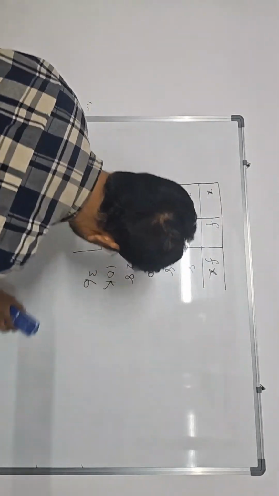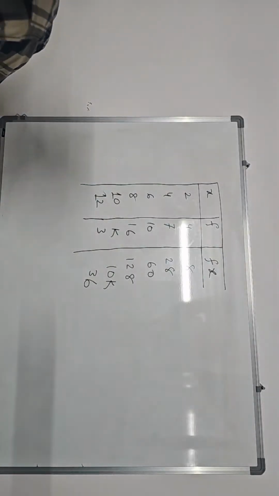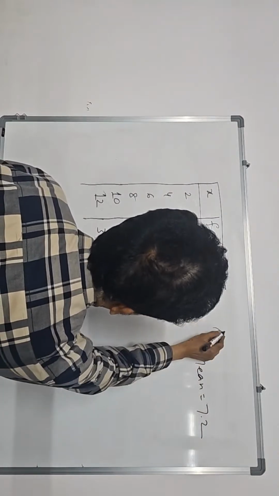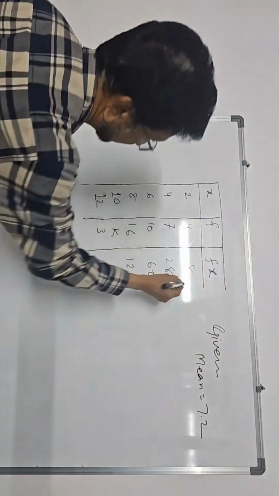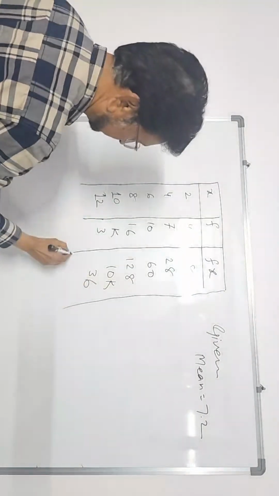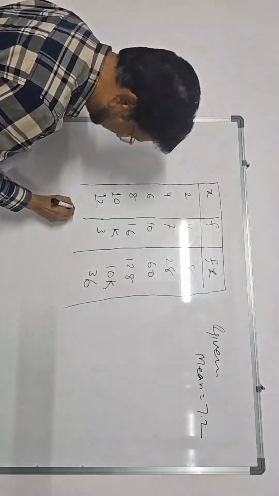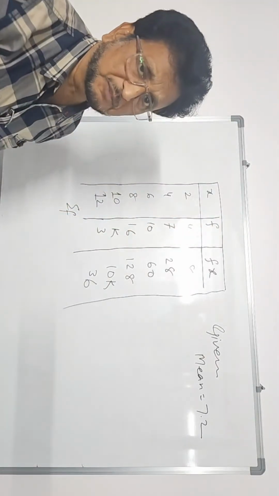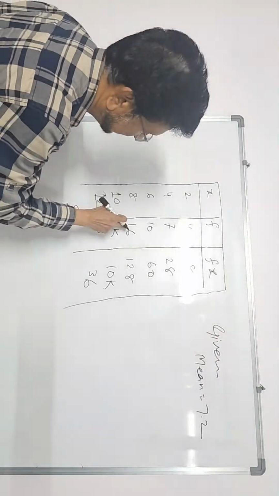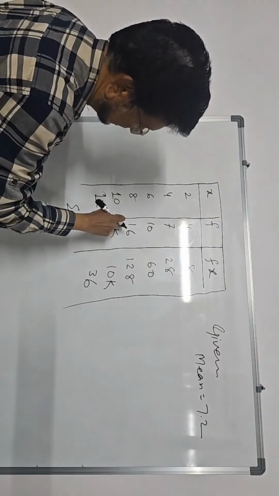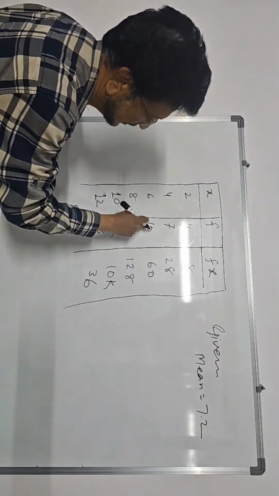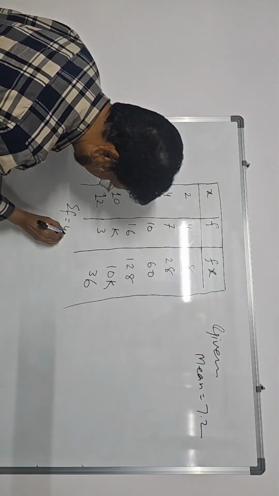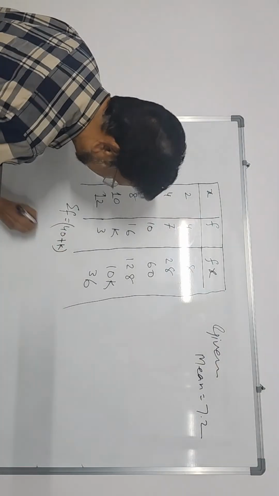Given that the mean of this table is 7.2. We shall write mean given 7.2. This is sigma f. Sigma f means add up all these numbers, sigma means sum, total. 3 plus 16, 19, 19 plus 10, 29, 29 plus 7, 36 plus 4, 40, 40 plus k. 40 plus k is sigma f.